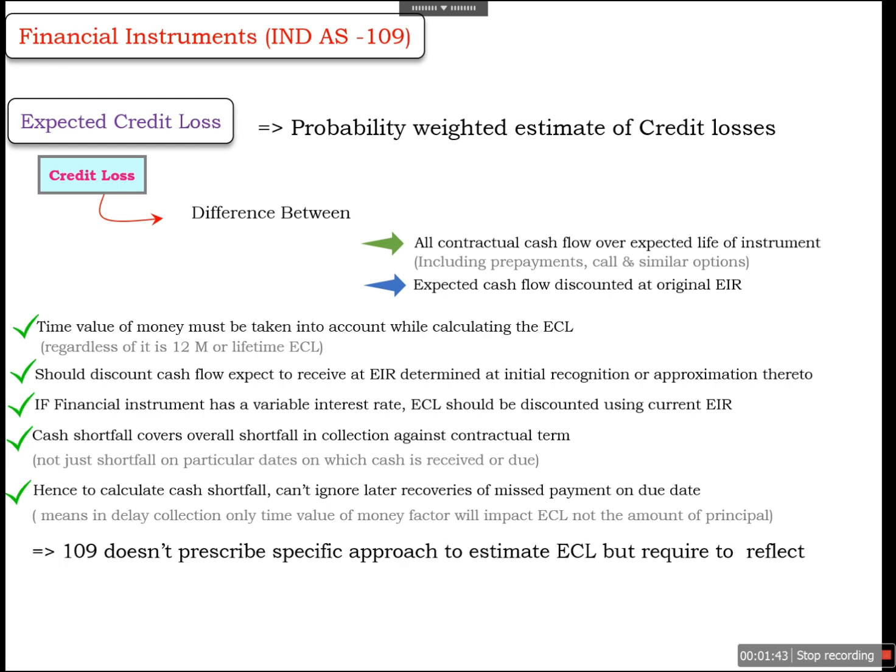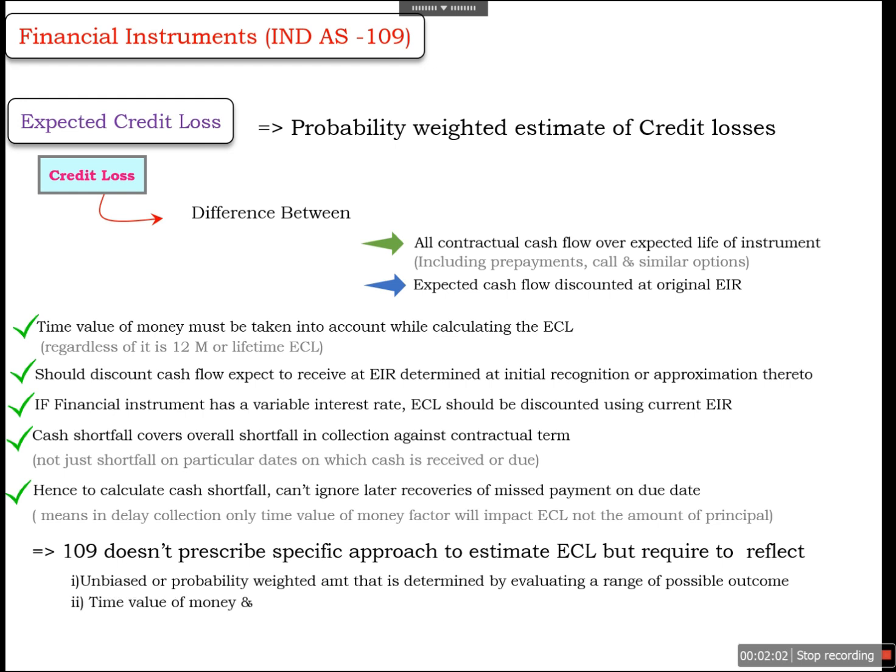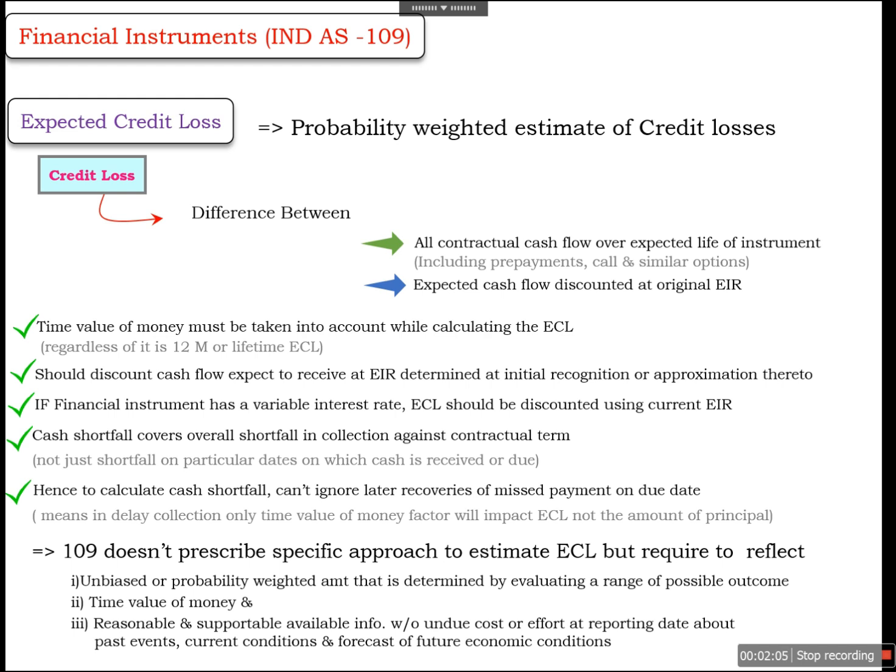Ind AS 109 does not prescribe any specific approach to estimate ECL, but it requires that whatever approach the entity is using should reflect an unbiased and probability-weighted amount determined by evaluating a range of possible outcomes, the time value of money, and reasonable and supportable information that can be obtained without undue cost and effort at the reporting date about past events, current conditions, and forecasts of future conditions. So this is all about the expected credit loss.